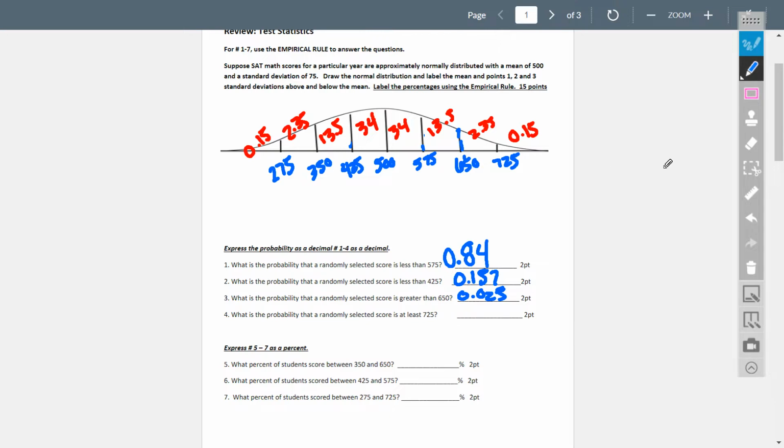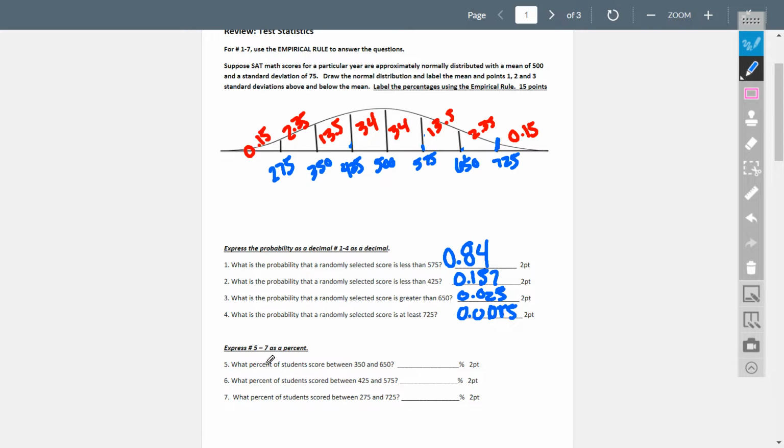What's the probability that a randomly selected score is at least 725? So that's everything above 725, because if it's at least 725, then that's the lowest it can be. So it's 0.15%, which is 0.0015. We need to turn this into a decimal, so we move the decimal place to the left 2 spaces, so it gives us this.